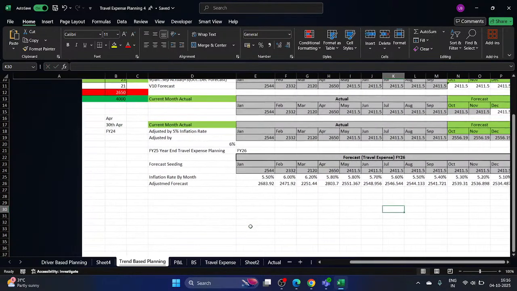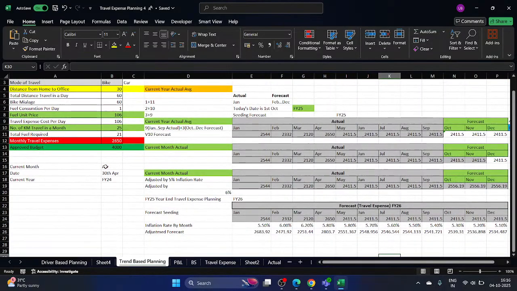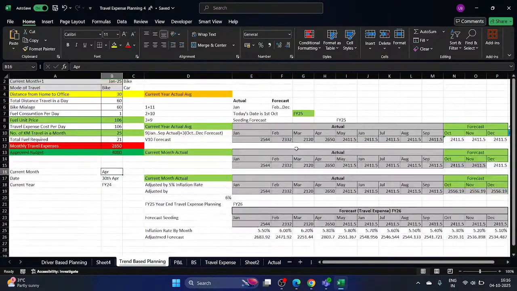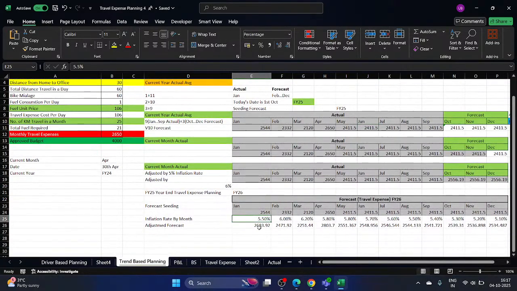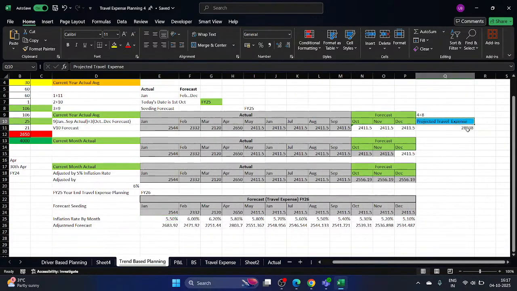So you can see the actual example of trend based planning, how the trend works here in travel expense. These are three or four months of expense, and on the basis of it we firstly took the average, and then we adjusted for inflation here also. We projected our travel expense.